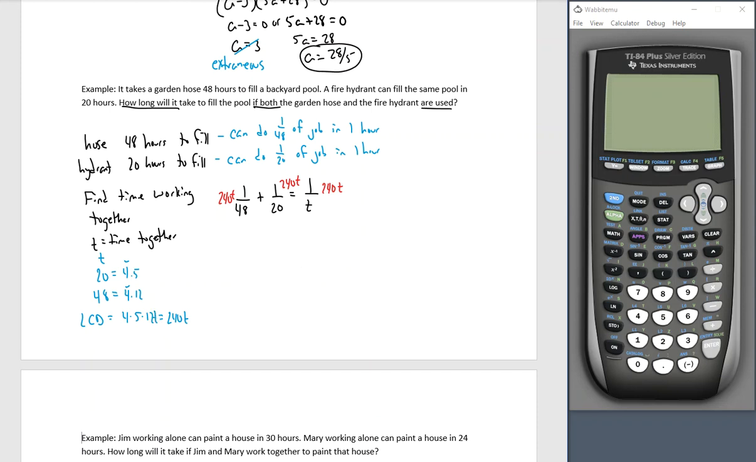240t. So when we simplify, 240 divided by 48. I bet some of you already know that answer. Yep, it's that 5t plus 240 divided by 20. That's the 12t. T's cancel out. We get 240. 5 and 12 is 17t. 17t equals 240. t will be 240 over 17.